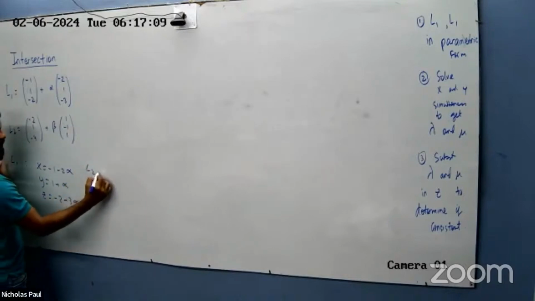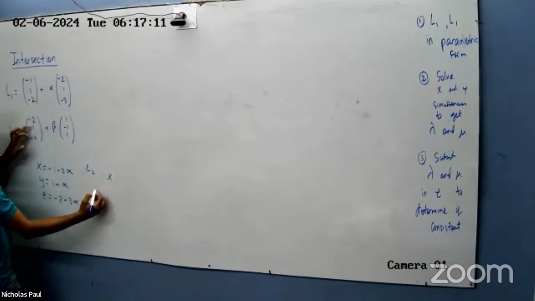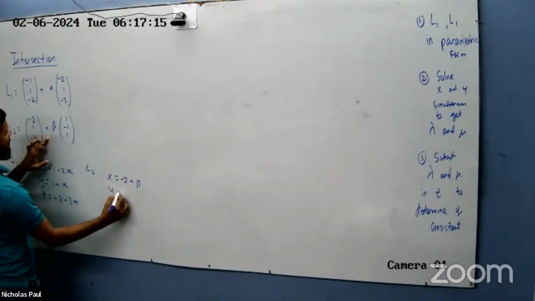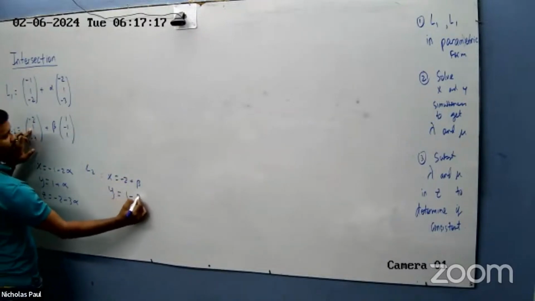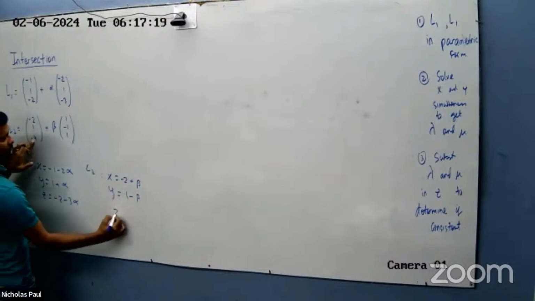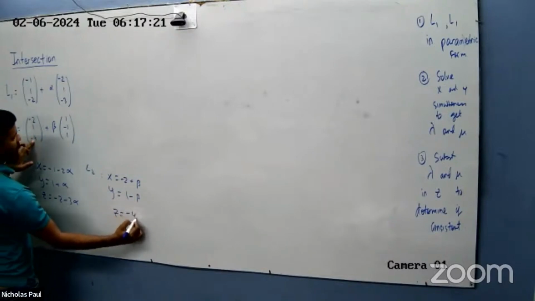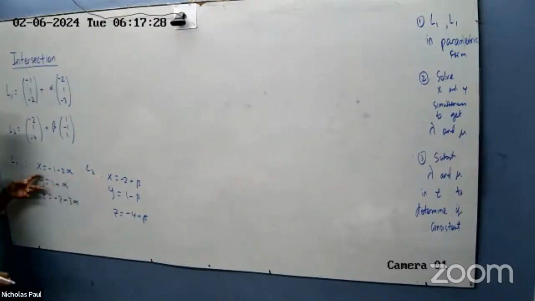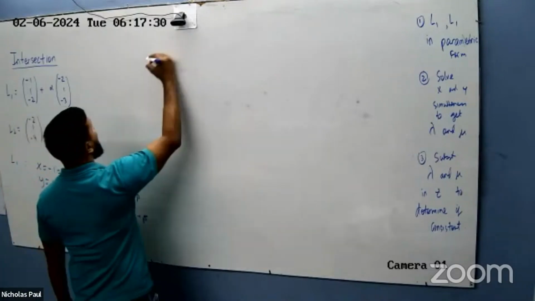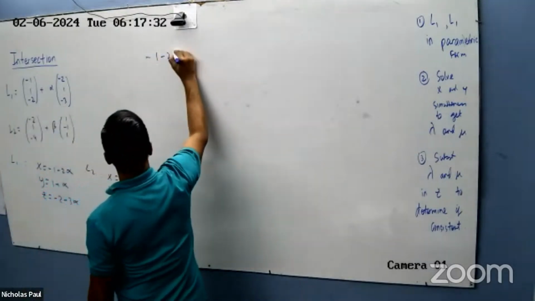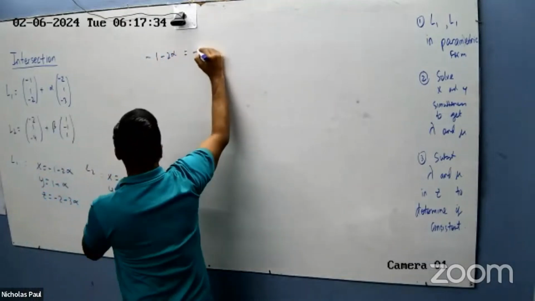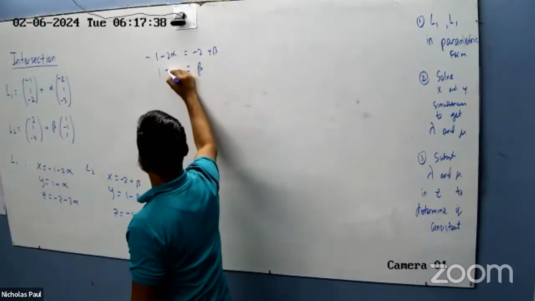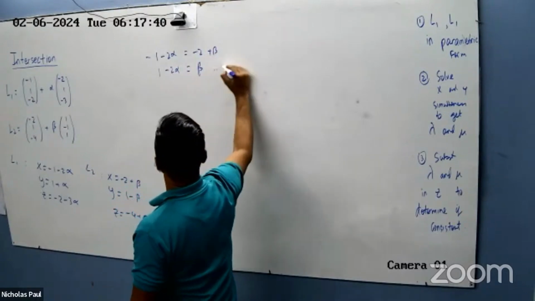Then do the same thing for L2. X is equal to minus 2 plus beta. Y is equal to 1 minus beta. And Z is minus 4 plus beta. Next step, equate the X and the Y. So that's minus 1 minus 2 alpha is minus 2 plus beta. So again, beta equal to 1 minus 2 alpha.